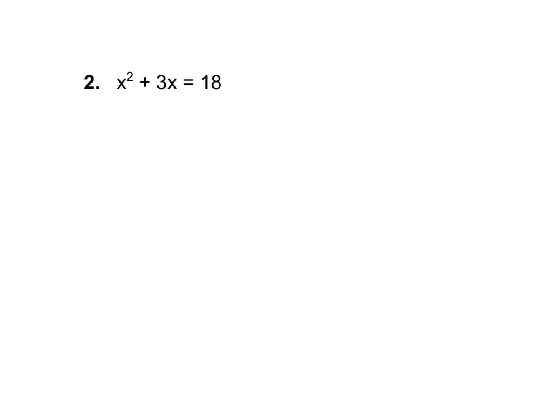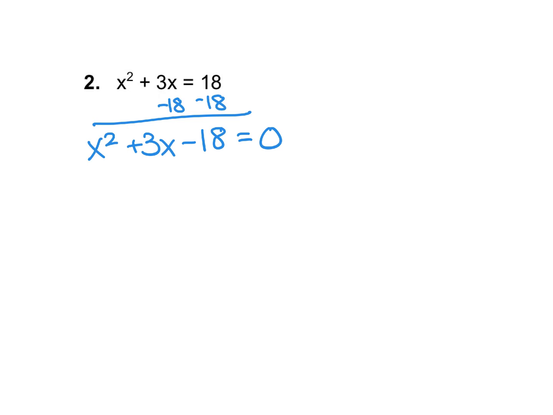All right, so for number 2, now we have x squared plus 3x is equal to 18. First of all, we want to make this equal to 0. So we have x squared plus 3x minus 18 is going to be equal to 0. Now we'll want to factor, and we'll have x and an x. So now we need to find the factors of 18.